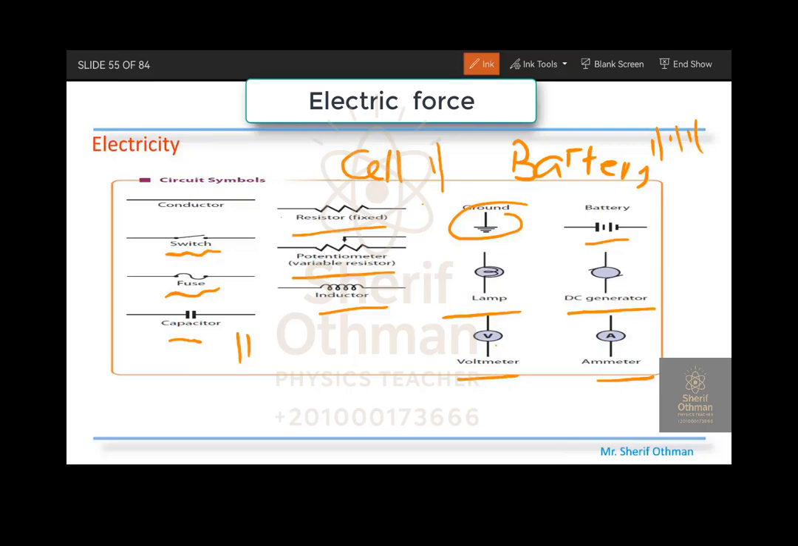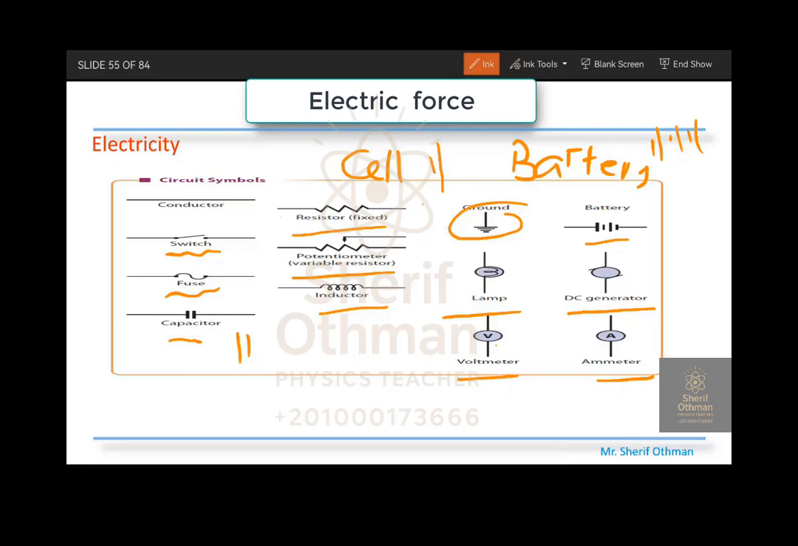Inductor, it's a coil that makes something called a magnetic field, and we are going to study it next lesson. A ground is a wire which you connect to the ground to discharge the extra electrostatic charges, to get rid of them, because they may damage your set. Lamp, it's a lamp. DC generators generate electric current.